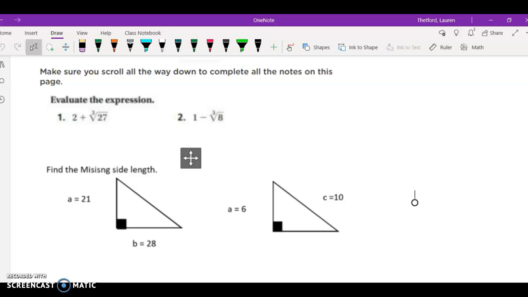All right, so let's get started. So it says to evaluate the expression. And so we are going to take the cubed root, maybe if it'll let me write.